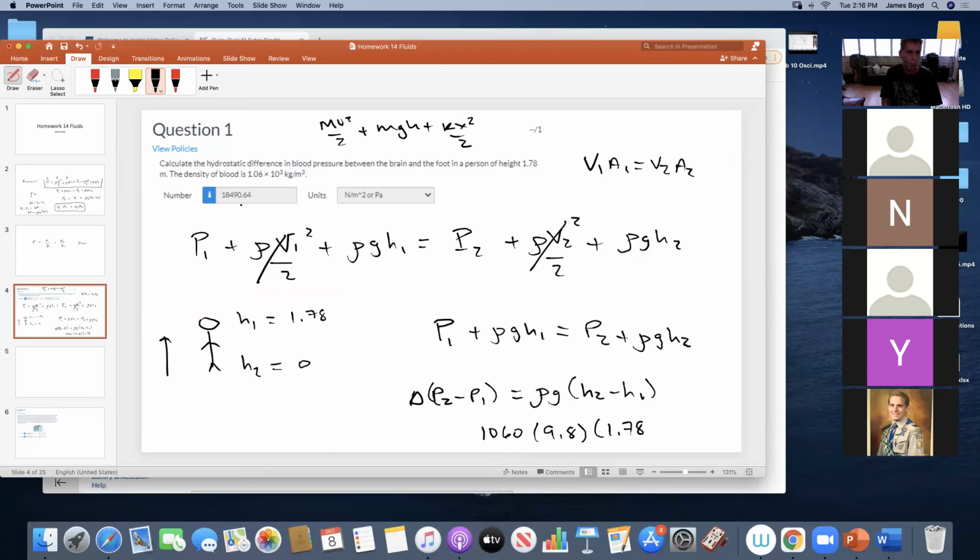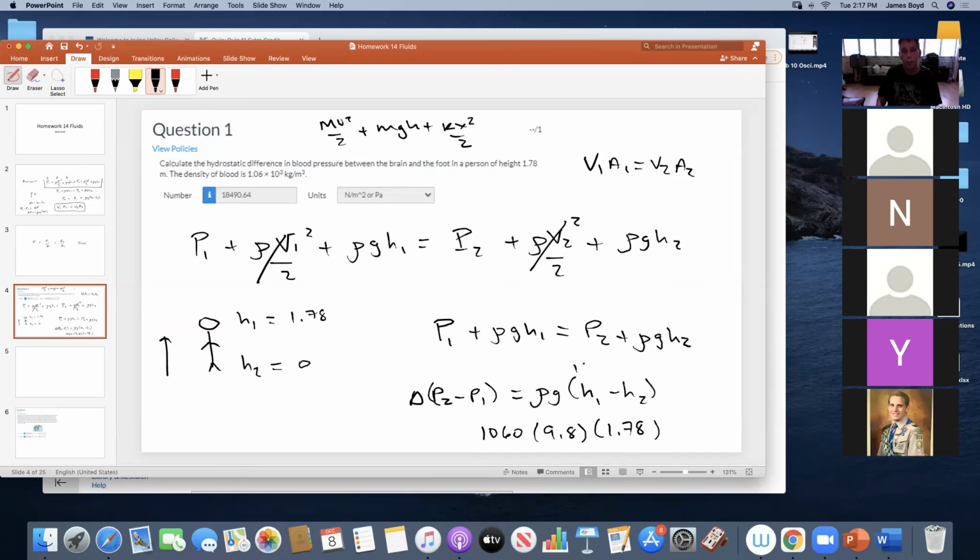1.78. Here, though, it's one of those things where Wiley's asking for the magnitude, I'm guessing. That should really be between the foot and the brain, because the foot will have a higher pressure than the brain. Or did I mess something up? Let me make sure I didn't. Oh, I see what I did. I'm the one that's wrong. P2 minus P1 is rho g (H1 minus H2). So I'm being dumb. Sorry, guys. And as you'll see, it's always a negative sign that confuses things.